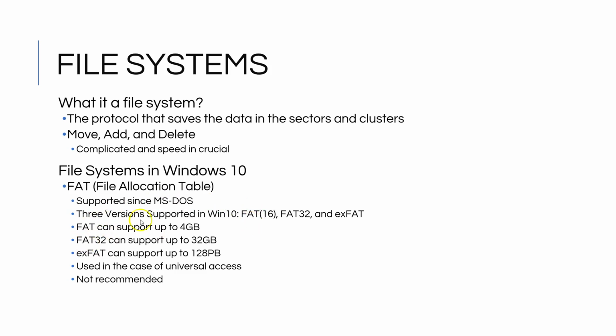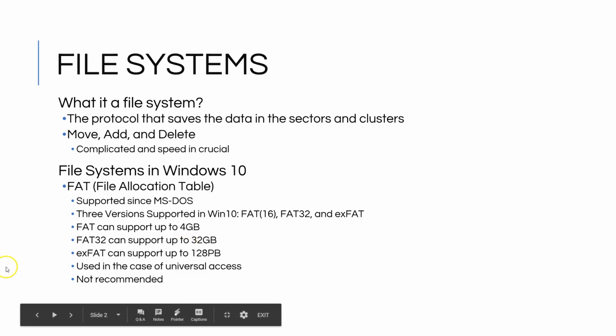We'll talk about that. So FAT16, or just sometimes called FAT, can support up to 4 gigabytes. Sorry, that's capital B. It can support up to 4 gigabytes. FAT32 can support up to 32 gigabytes. And exFAT, which is the newest version of FAT, short for extended FAT, can support up to 128 petabytes.